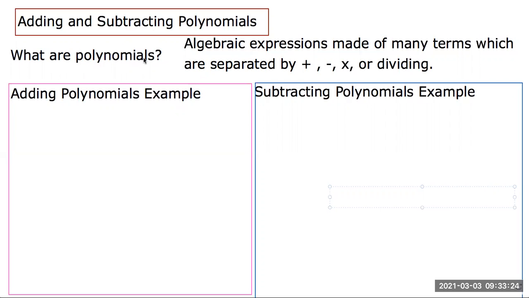So again, a polynomial is basically an algebraic expression made of many terms, and normally they're separated by a plus or subtraction or multiplying or dividing. So that's what a polynomial is. We're going to be focusing on adding two or maybe three polynomials, or subtracting two polynomials or maybe three polynomials. But actually, we're only going to start with adding polynomials.